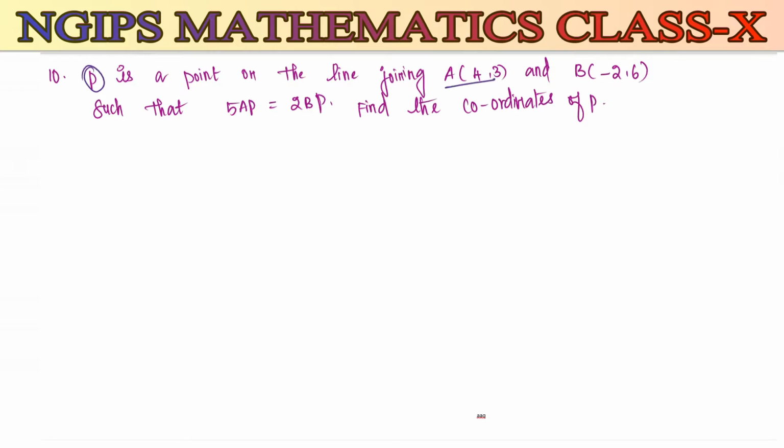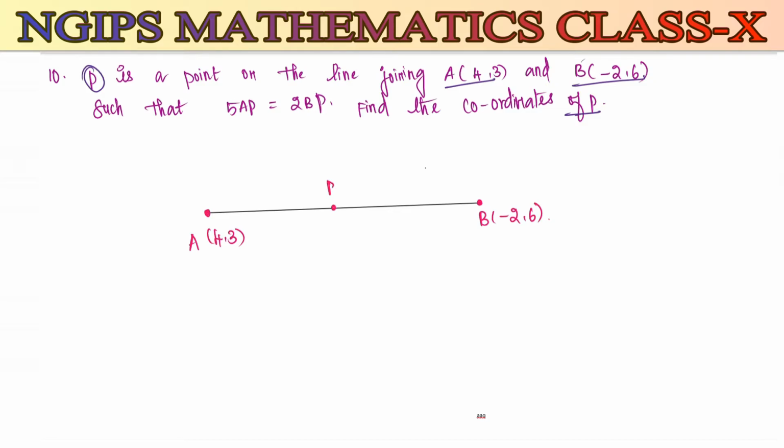So this is the A value and this is the B value, such that 5 times AP is going to be equal to 2 times BP. We need to find the coordinate of P. I am going to draw the line here. So here this is the point A. A point is 4 comma 3. And we have the point B, it is minus 2 comma 6, and P is a point which divides AB.